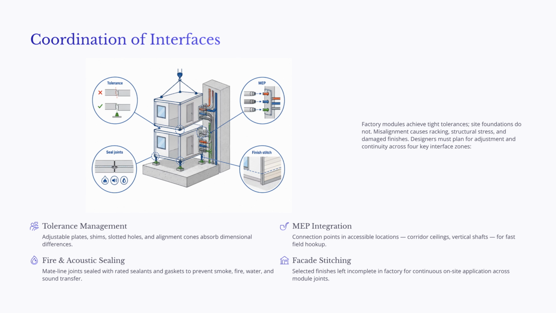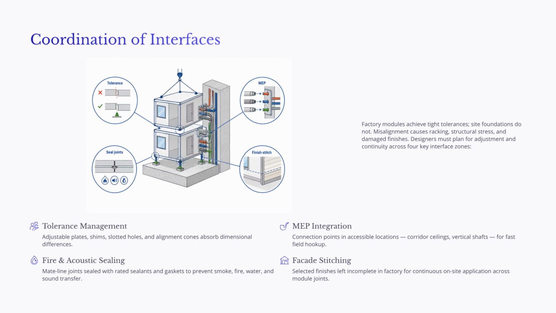Factory-built modules can be produced with very tight tolerances because they are built with controlled equipment, jigs, and fixtures, but site-built foundations often have looser tolerances. Modules may also flex slightly during transportation, lifting, and placement. If these differences are not considered during design, modules may not align correctly on site. Misalignment can lead to racking, structural stress, damaged finishes, leaks, poor acoustic performance, or installation delays.